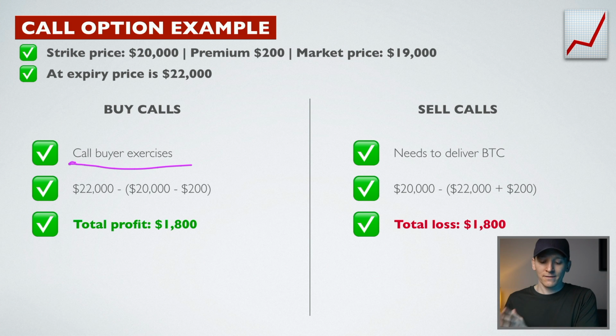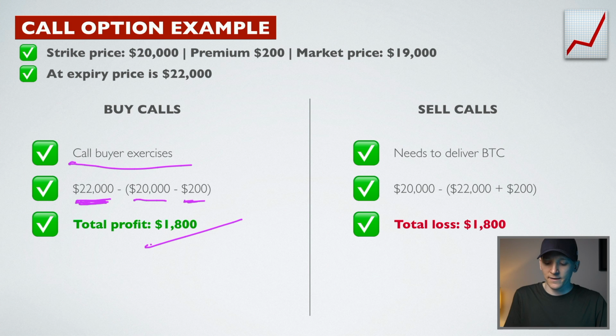So you exercise the option, and that means you have to buy the Bitcoin from them, right? So your total cost is 20,000, because that's the option strike price that you buy it at, plus the 200, which is the premium. So your total cost is 20,200, and then the total that you sell the Bitcoin for in the market is 22,000. So your profit is 22,000 minus that, which is 1,800.